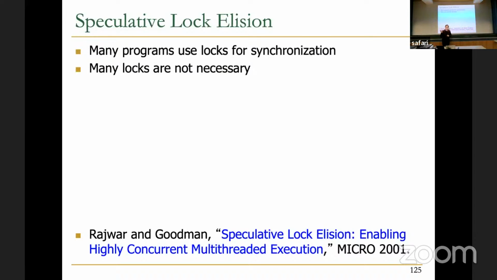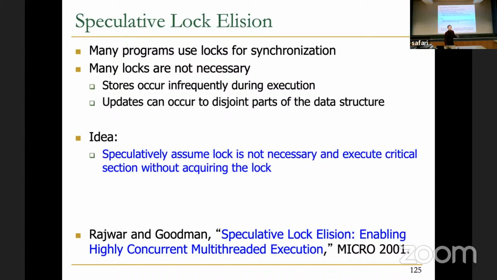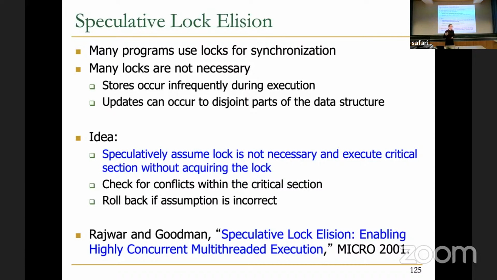They may be sometimes necessary, dynamically. Stores occur infrequently during execution. Updates can occur to disjoint parts of the data structure. Right? The idea here is to speculatively assume that the lock is not necessary and execute the critical section without acquiring the lock. Check for conflicts within the critical section. And if your assumption is incorrect, roll back, basically. I've done the wrong thing. And this is usually building on coherence protocols in general.